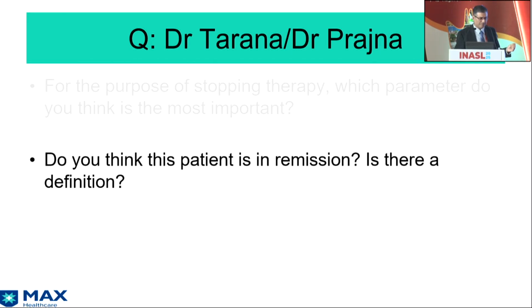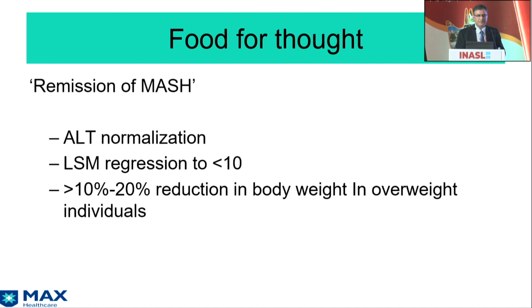So, sir, the parameters are like this: his ALT has normalized, his LSM has also reduced. It was beyond 15 or 16 at the start, and now it has come down to 8. So it fairly looks good, right? And then he has also reduced around 20 kgs of body weight. But there is no such standard definition for MASH remission. But yes, we can suggest to him that you appear to be in a remission phase.